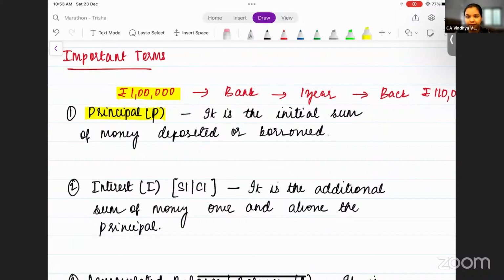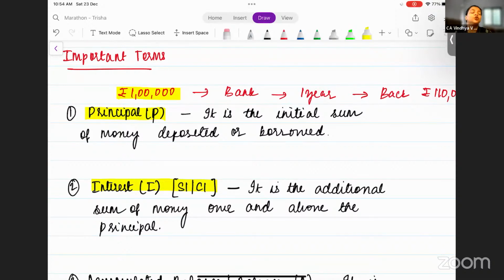Interest can be of 2 types, simple interest or compound interest. Now what is this interest? Interest is the additional sum of money, which is over and above the principal. It is something that you get extra. Why do you get it extra? Because when you deposit money into a bank, the bank is utilizing your money. Do you think the bank will keep it in its locker? No. The bank is utilizing the money for its business purposes. The bank will give it as a loan to someone.